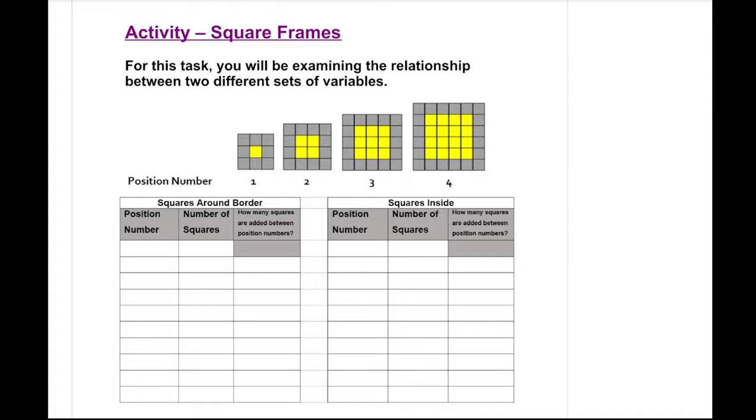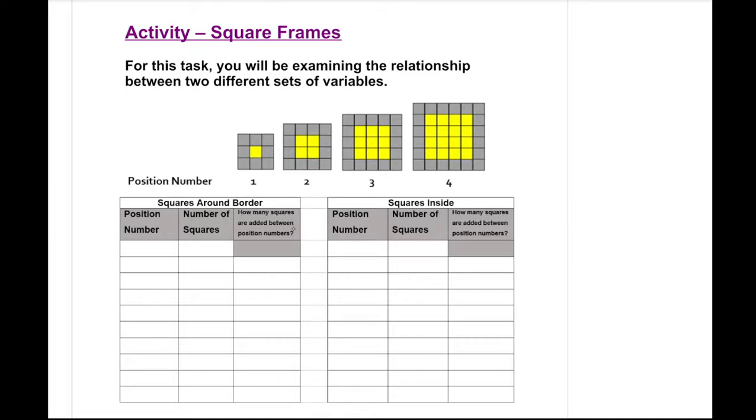So what we're looking at is a single pattern, and we're going to be counting the position numbers and the squares of different parts. So in the first table, we're going to fill out the position number and the squares around the border, so in this case the gray ones. And then in our second table, we're going to be looking at the position number and the number of squares on the inside, so the yellow ones.